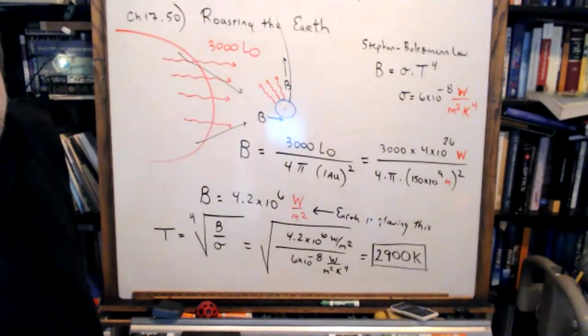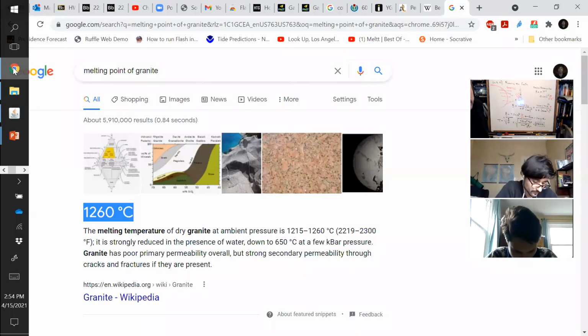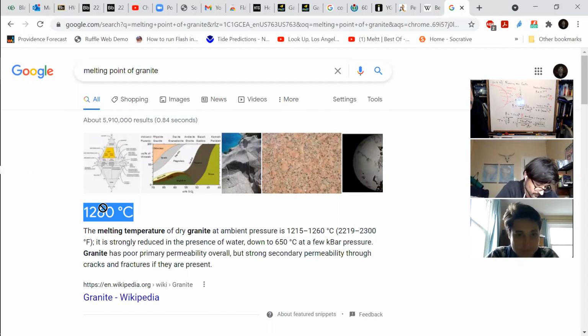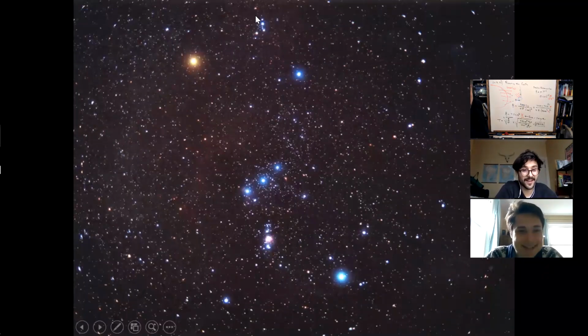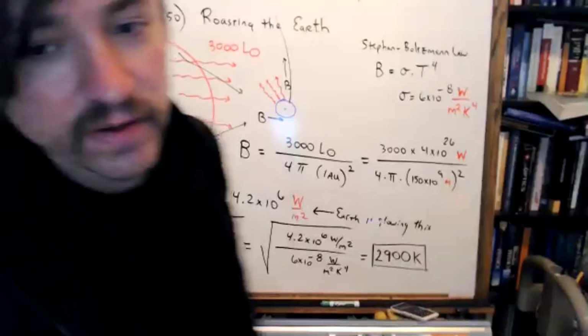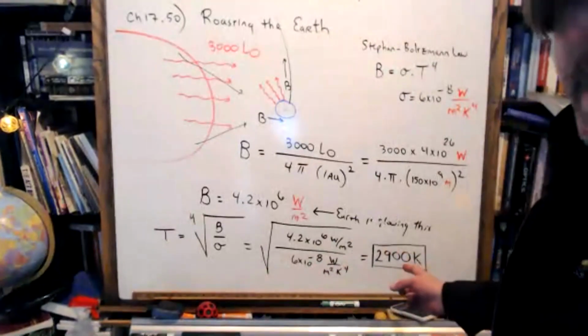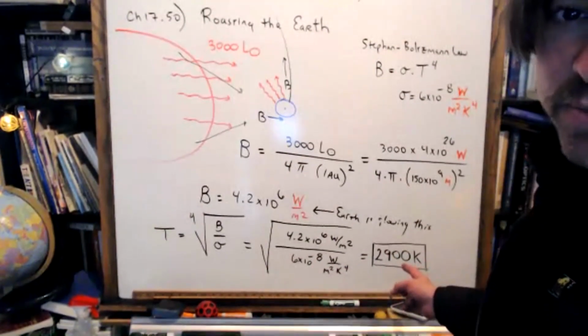Look, I just looked up while you guys were calculating. I went to the internet. Most of the Earth's surface is covered in granite. The melting point of granite is 1,300 degrees Celsius. Tough. So basically the mountains themselves will melt. Yeah, the entire surface of the Earth will be molten.